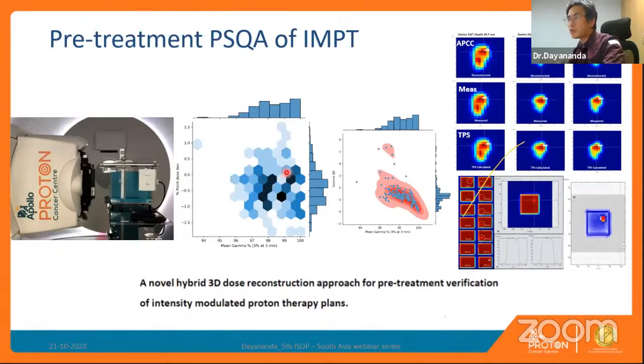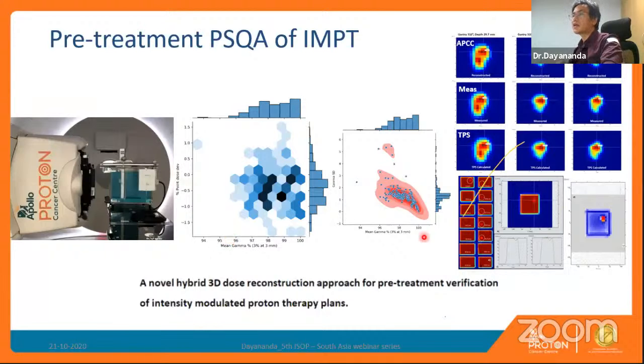So in the majority of the cases, the gamma value was above 97%, but we do see that in some patients the gamma value fell and it was not passing the criteria, and we have to recreate the plan and redo the QA till we satisfy the result. So we do see situations or treatment plans where it did not pass the criteria.